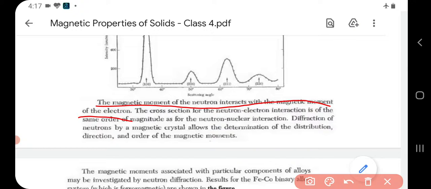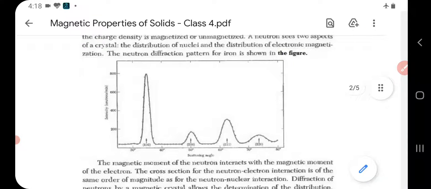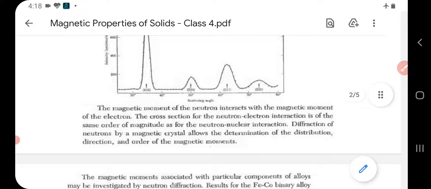The cross section for neutron electron interaction is of the same order as that of neutron nuclear interaction. Diffraction of neutrons by a magnetic crystal will help us to determine the distribution, direction and order of magnetic moments. So this paragraph speaks about the significance of neutron magnetic scattering. When a neutron interacts with a crystal, it is the magnetic moment of the neutron that interacts with the magnetic moment of the electron. As a result of this interaction, you will get a neutron diffraction pattern like this, and from this pattern you will be able to determine the distribution, direction and order of magnetic moments. That is the simple meaning of this slide.